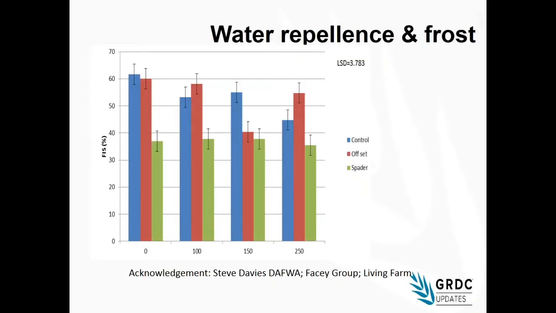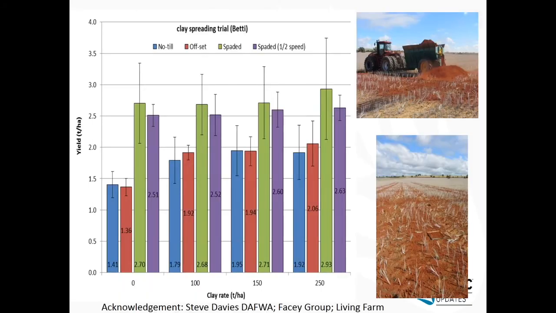Another example of fixing a water repellent soil. The control in blue is frost-induced sterility on the left, cultivated with offset discs or a spader, and we're seeing that spading, that full mixing of soil, fixing the non-wetting and also reducing the amount of frost-induced sterility. And the similar data again from claying.